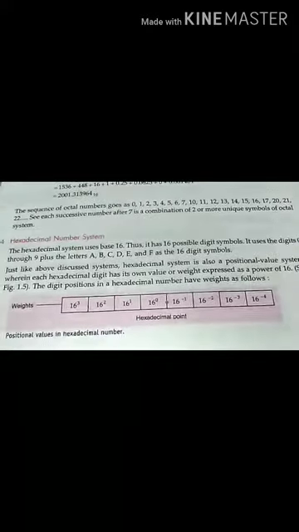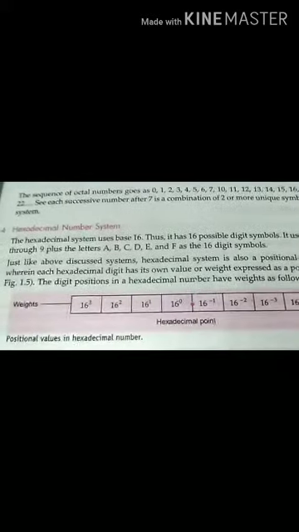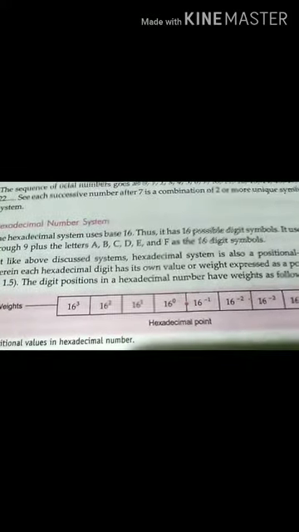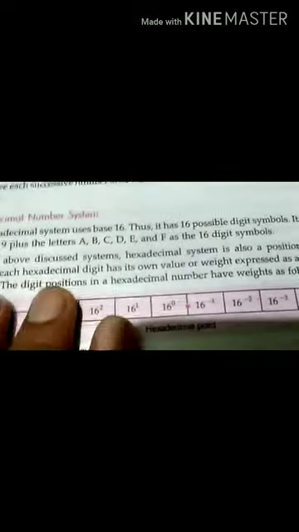Now next is the hexadecimal number system. The hexadecimal number system uses base 16. This number system uses two types of values, decimal values and hexa values. Decimal values are 0 to 9, and hexa means A to F. A means 10, B means 11, C means 12, and next 13, 14, 15. F defines the 15th value. And counting the digits 0 to 9 and A to F gives 16. So the base or radix of the hexadecimal number system is 16.